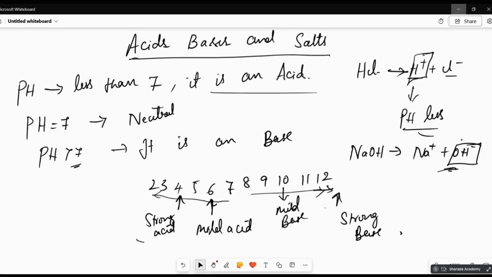And base is how we can know it is OH minus ions. It's a measure of OH minus ions. How much OH minus ions are produced in the water when it is dissolved in the water? Depending on that, we say how much basic in nature.